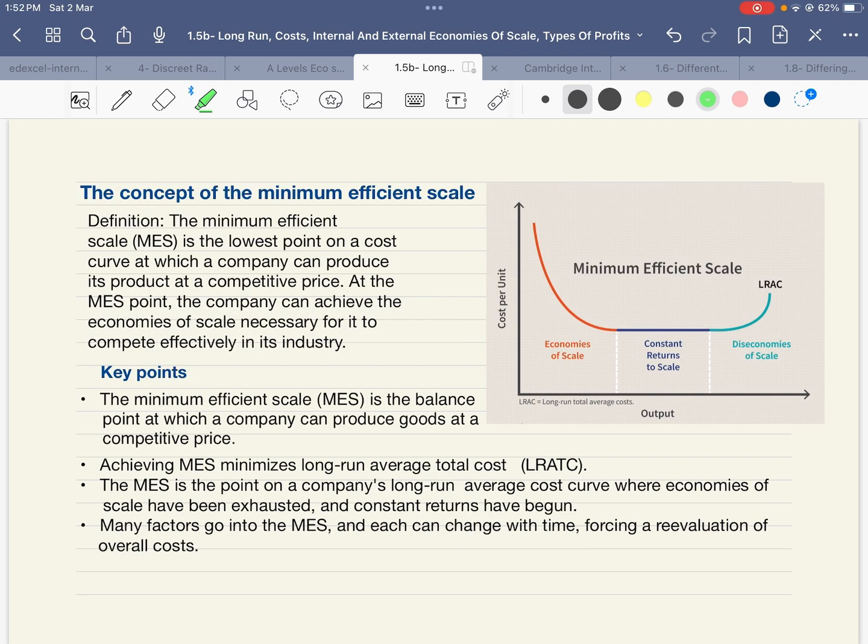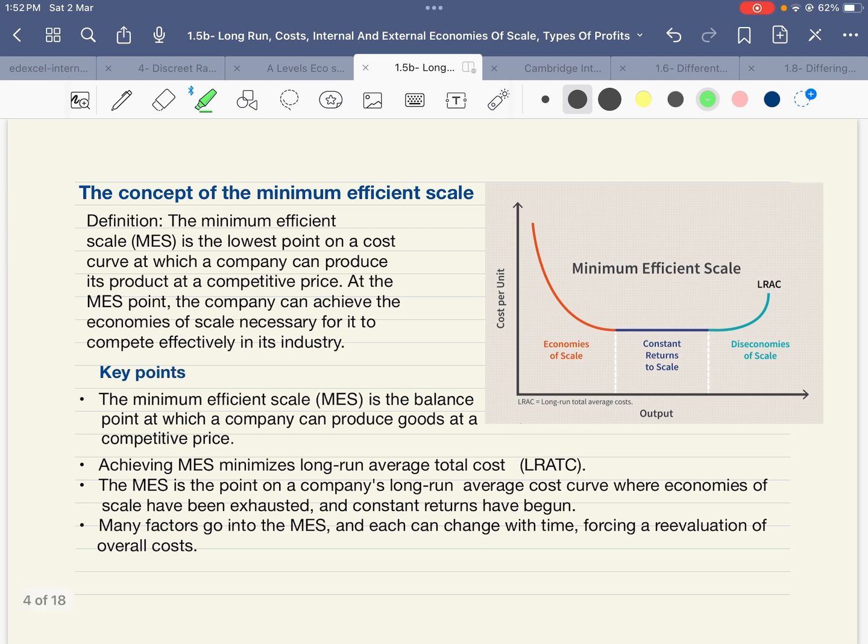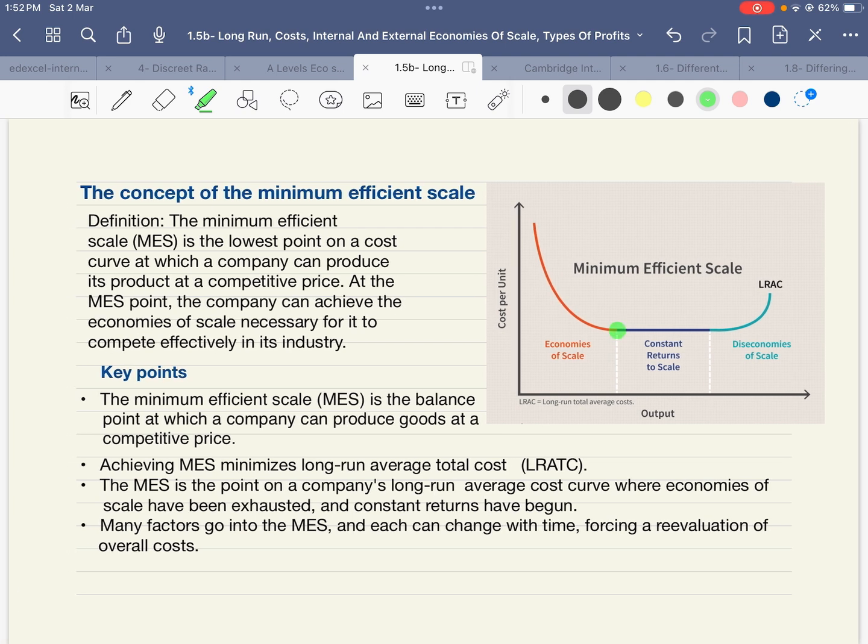Let's move forward to the concept of minimum efficient scale. It's the point where companies can produce their goods at the lowest possible cost and achieve economies of scale. Economies of scale is when the company experiences declining costs with the increase in output. It's necessary for companies to achieve this point where they can produce goods and services at the lowest possible cost, enabling them to survive in a competitive market.